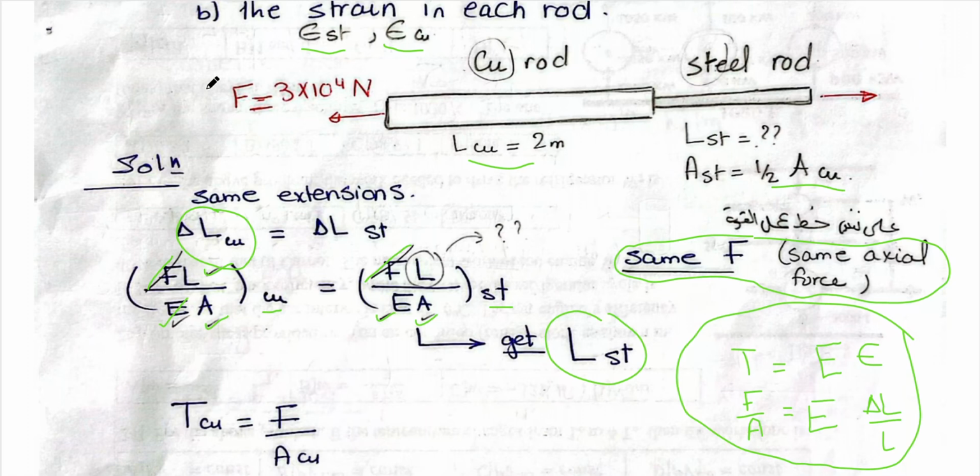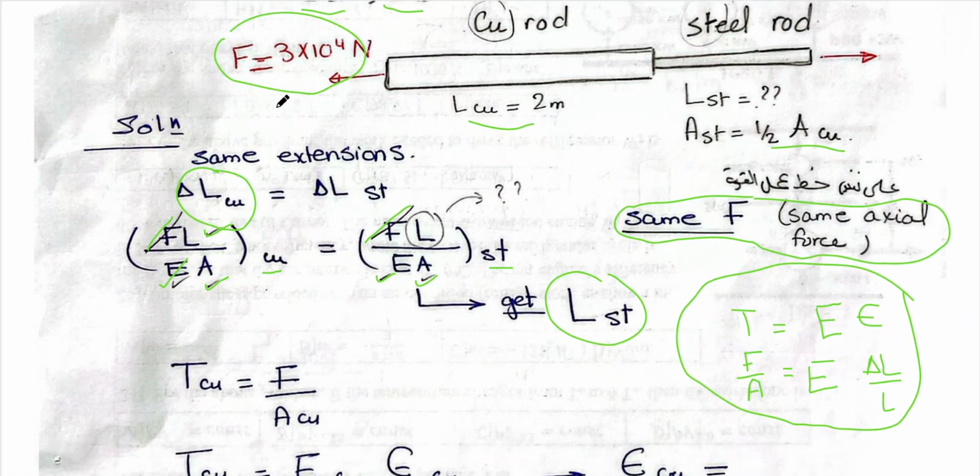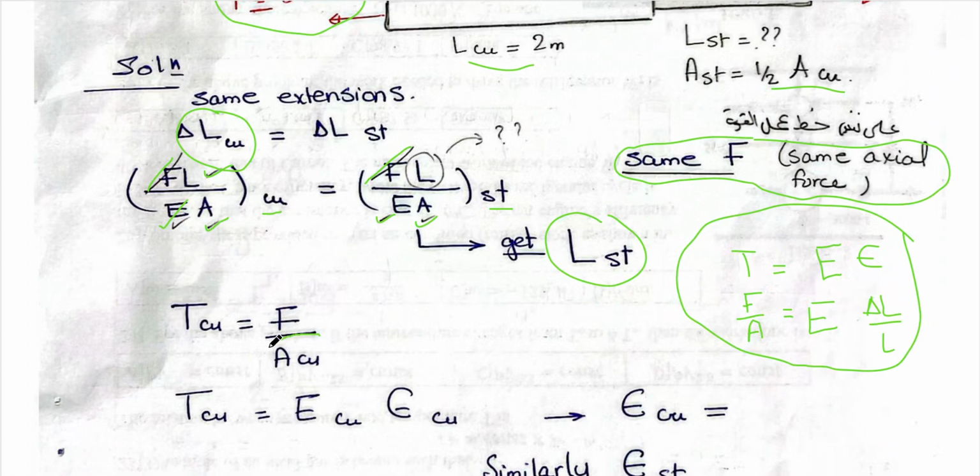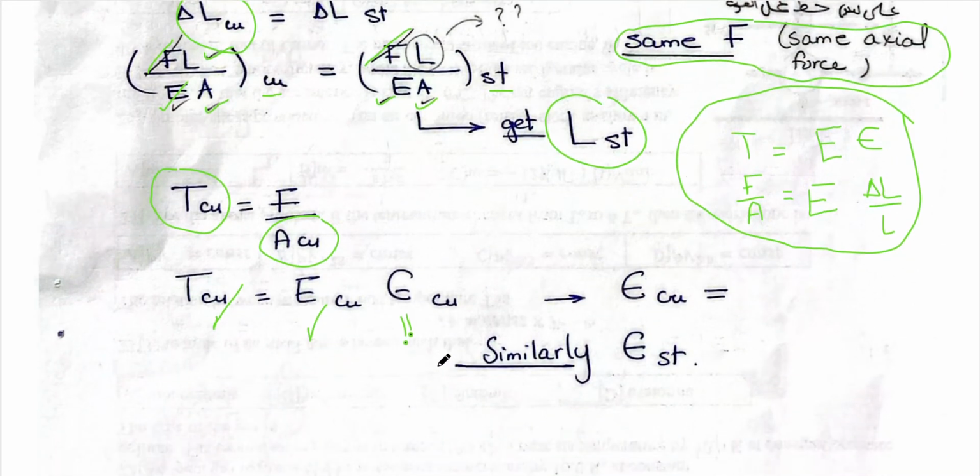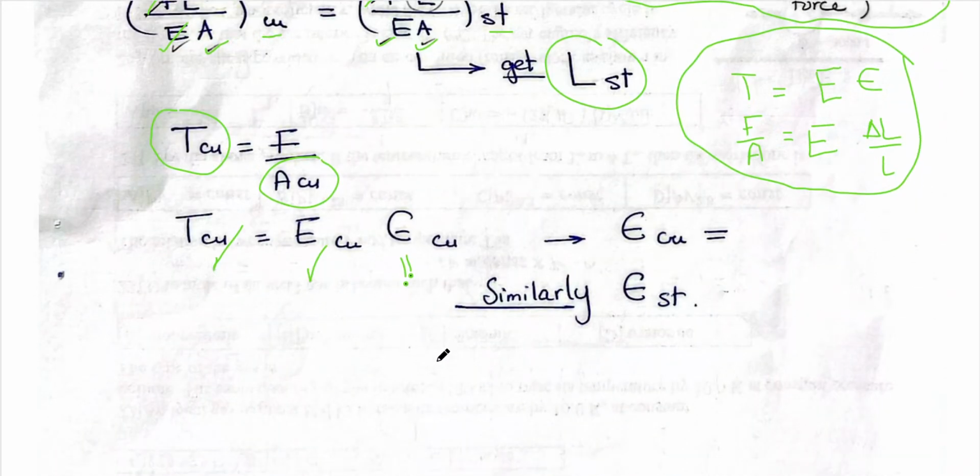Don't forget that the value of the force is given. So I will take the value of the force divided by the area of the copper. This will give me the stress applied on the copper rod. From the stress and Young's modulus, I can calculate the strain of the copper. The same steps could be applied to get the strain of the steel.